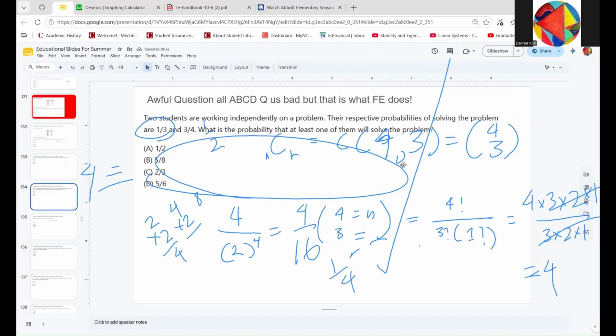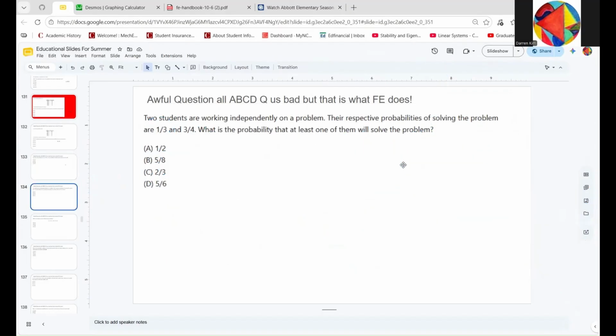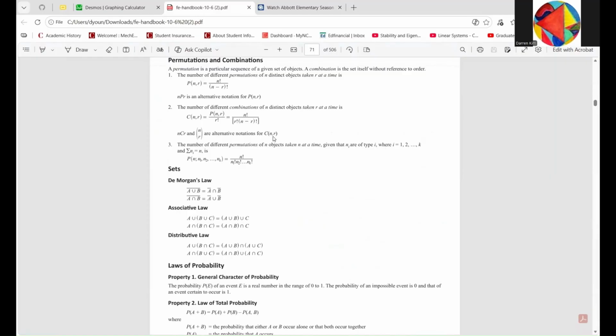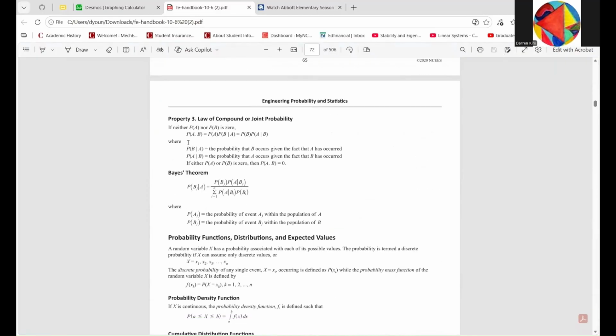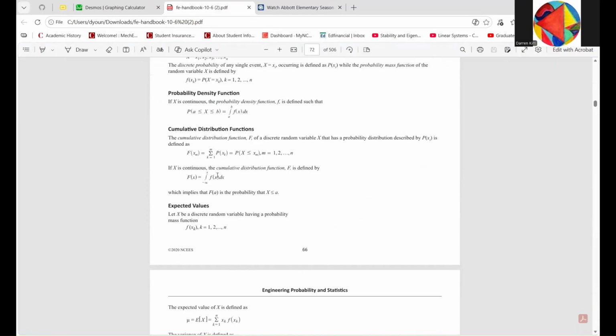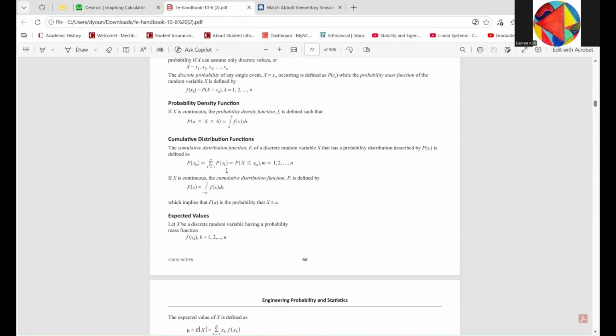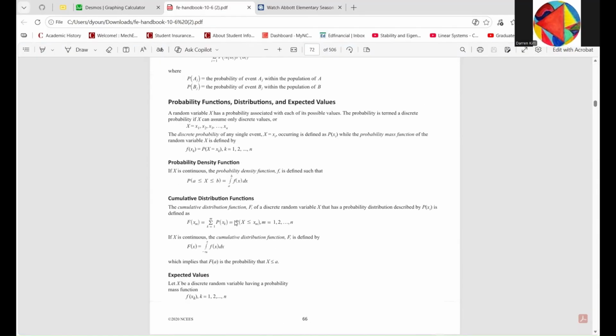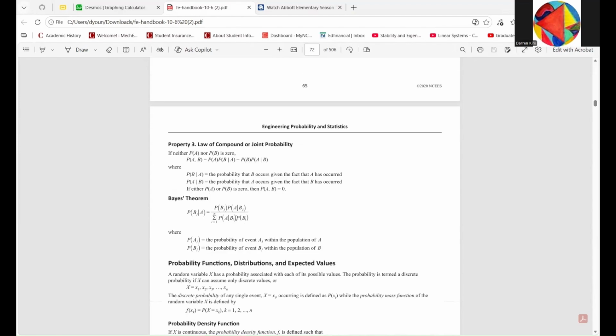Now let's go over here. This is saying there are two students working independently on the problem. Their respective probabilities to solve it are this. What's the probability of at least one of them solving it? So this is also going to this handbook, and this is why it infuriates me a little bit over here. We have to go all the way to probability. You see how the P is still used the same way? So there needs to be a better notation for permutation, honestly.